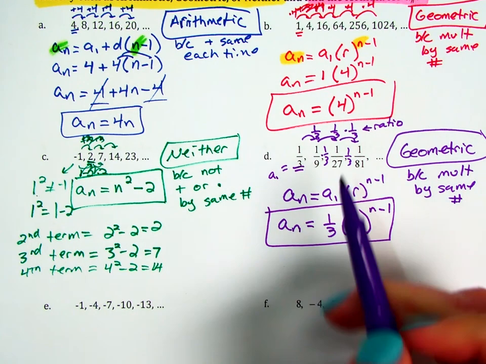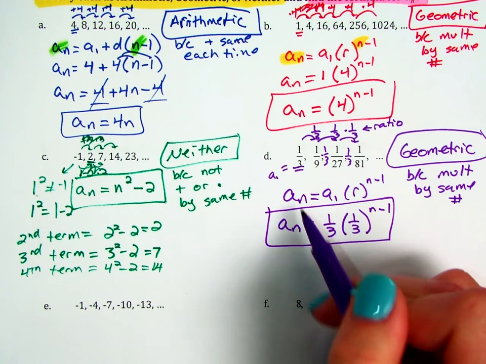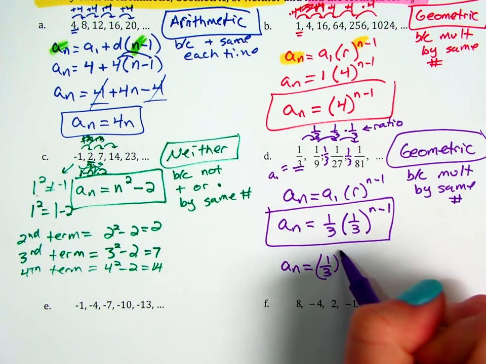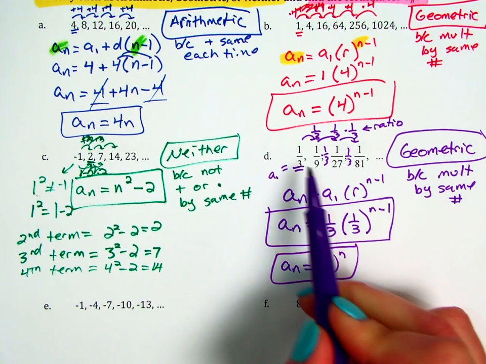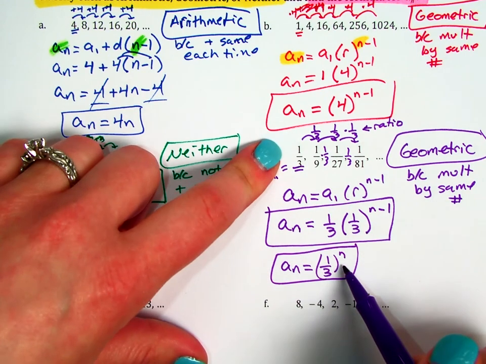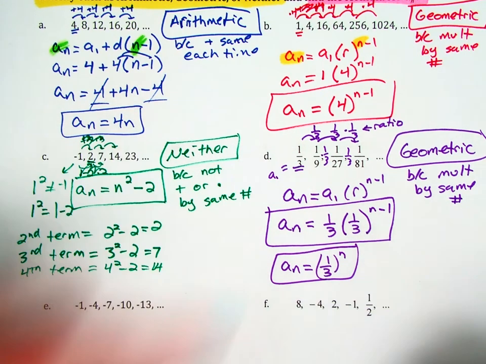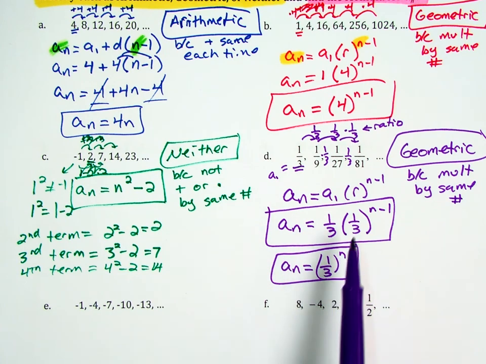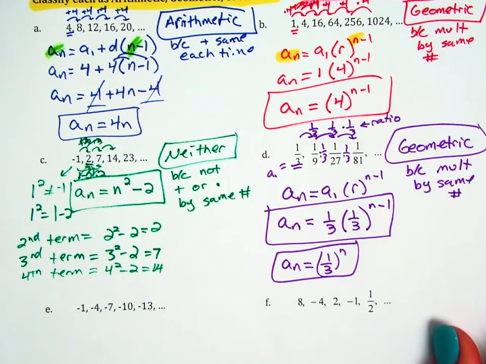Now, you could have just looked for the pattern, and another acceptable answer would have just been a sub n equals 1/3 to the n. I would have accepted that as well, because 1/3 to the first power is 1/3, 1/3 to the second power is 1/9, so on and so forth. So it depends if you use the formula or if you just look for the pattern, which one you're going to get. But both of them really mean the same thing, and both of them are correct.